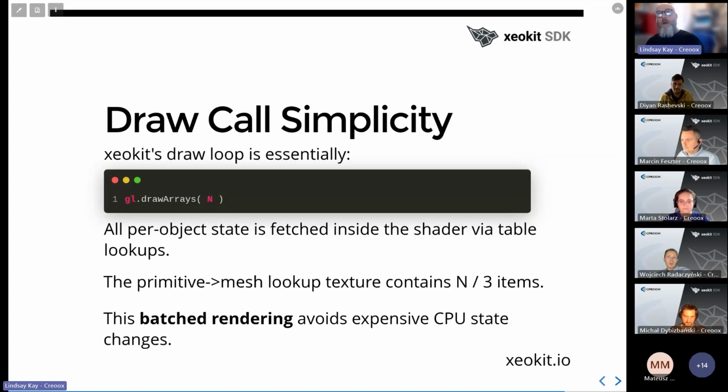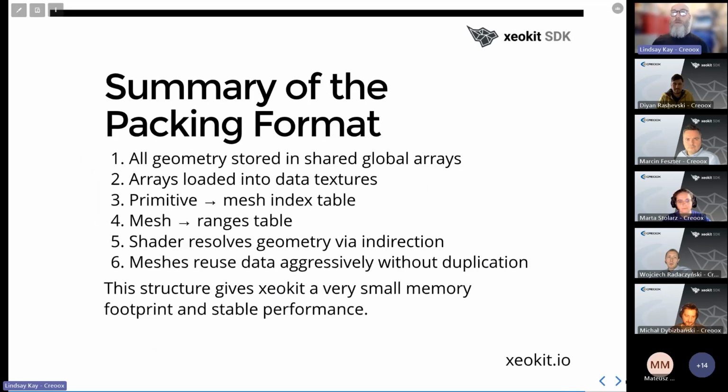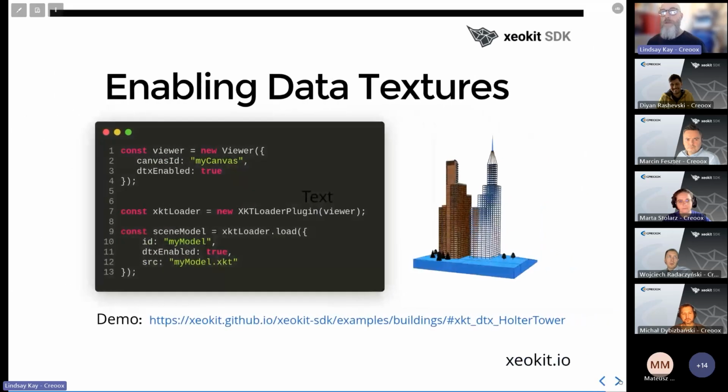xeokit's draw loop. We do as few draw calls as possible, and so in this slide I'm just showing how we might draw in primitives, and then with data textures we would then need to load a primitive, the mesh lookup table that contains n divided by 3 items, so that there's an entry for each triangle that's being rendered. So there's a summary of the packing format. I will not read this slide out, I'm conscious of time, and a live example.